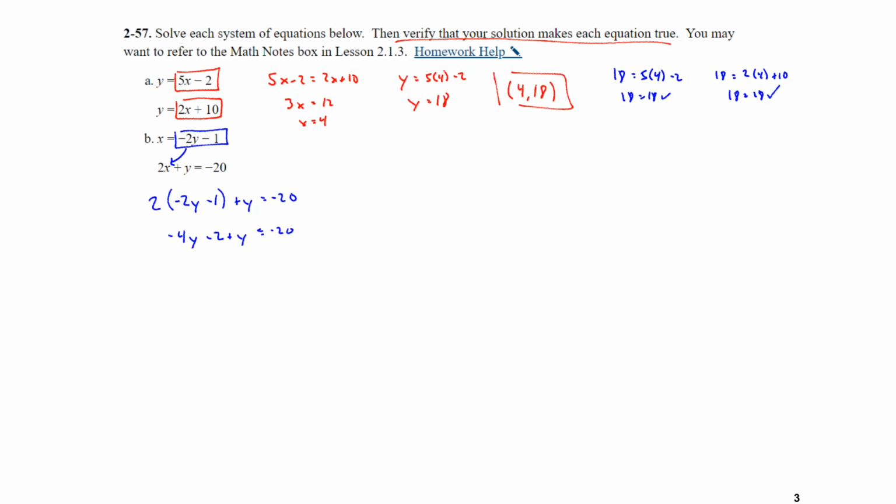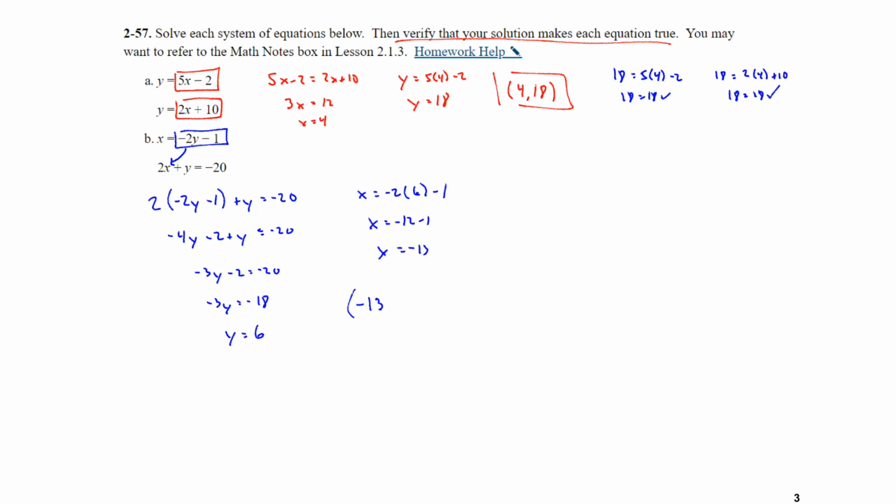Combine like terms, negative 4y plus y would be negative 3y. Add 2 to the other side. Divide by negative 3, and y is equal to 6. And then I can plug that back into either equation. The top one will be a little bit easier because it's already solved for x. So x is equal to negative 2 times 6 minus 1, which would give me negative 12 minus 1, or negative 13. So our solution would be negative 13 comma 6.